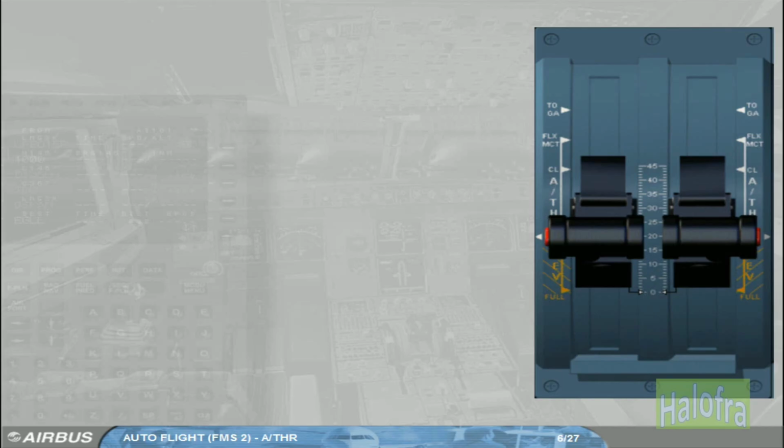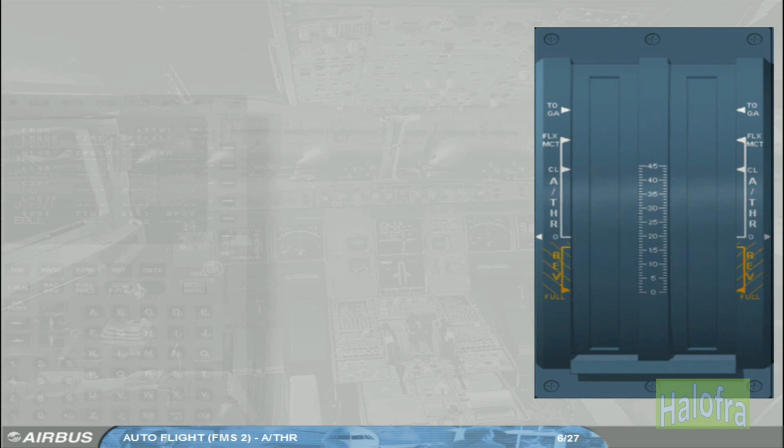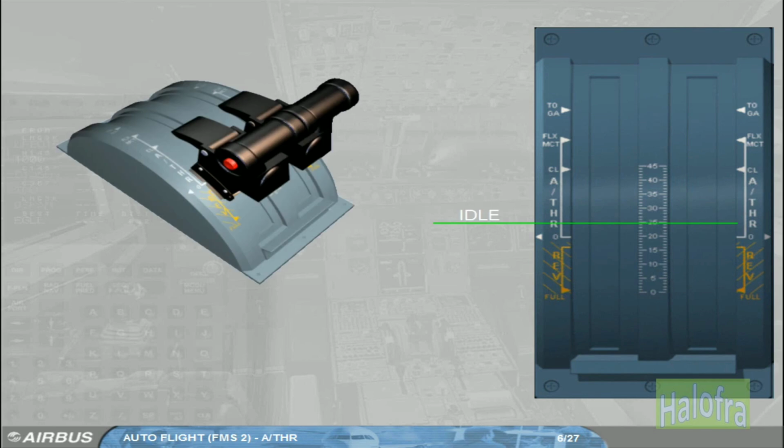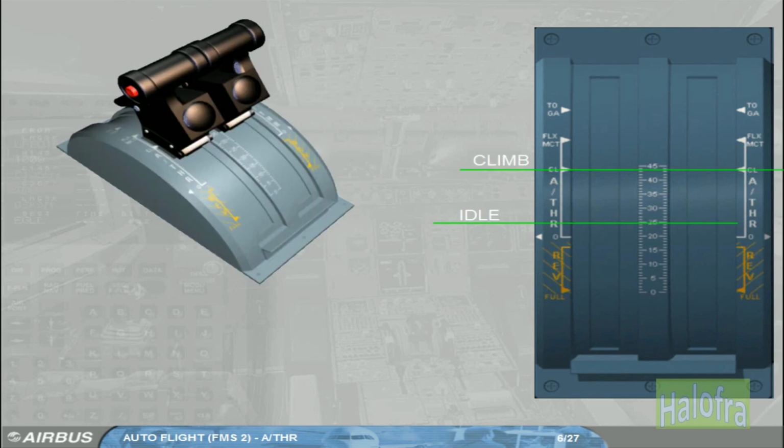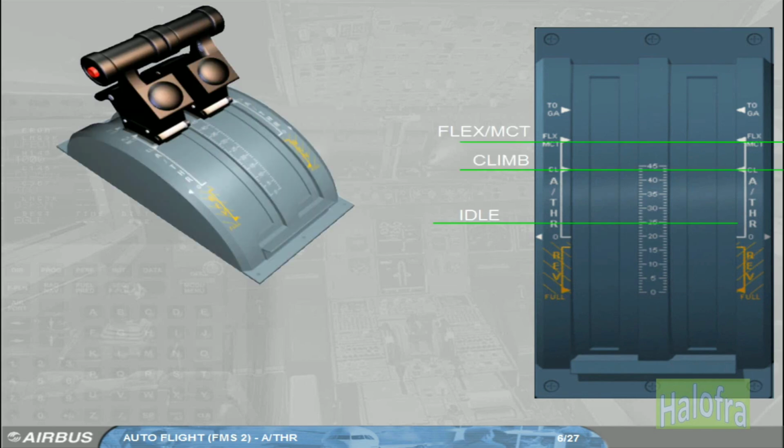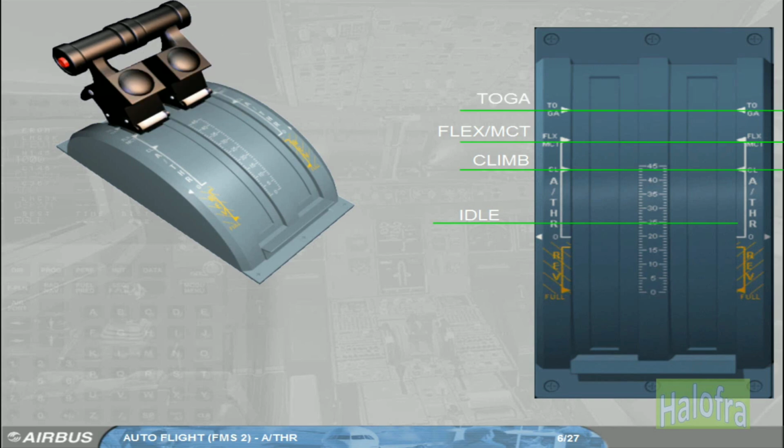When the autothrust is off, the crew controls the thrust, as usual, by moving the thrust levers over a quadrant. For forward thrust, this quadrant carries 4 physical detents or stops, which are idle, climb for max climb thrust, flex MCT for flex thrust at takeoff or max continuous thrust, TOGA for max takeoff or go-around thrust.